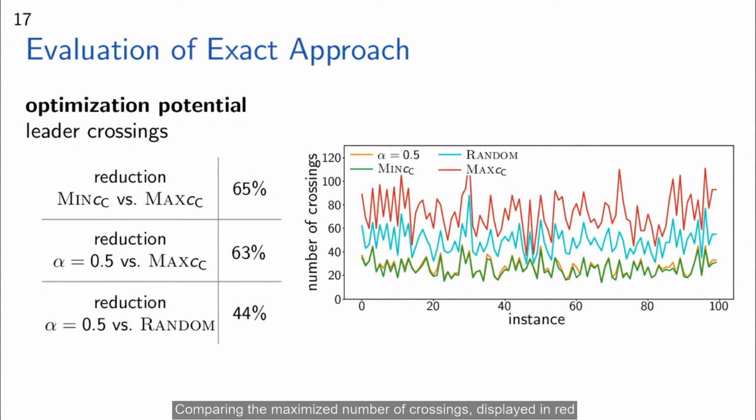Comparing the maximized number of crossings, displayed in red, and the minimized number of crossings, shown in green, the amount of crossings can be reduced by 65%. Even when choosing alpha equals 0.5, which is displayed in orange, such that the distance cost is taken into account as well, the reduction is still 63% compared to the maximum number of crossings and 44% compared to a randomly generated solution.